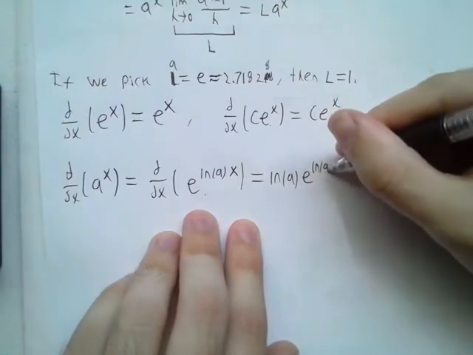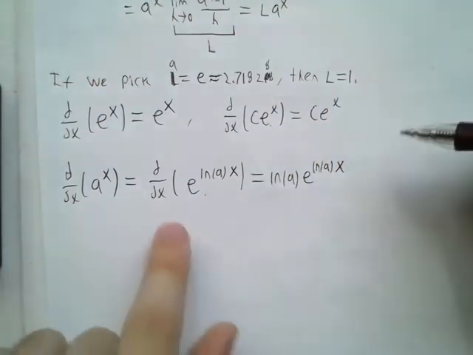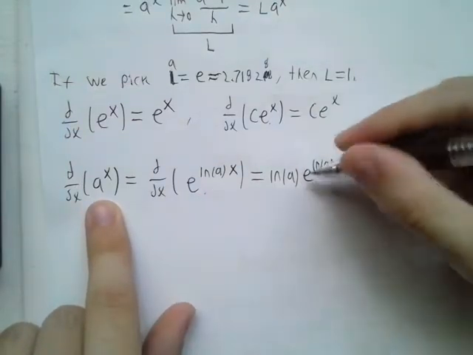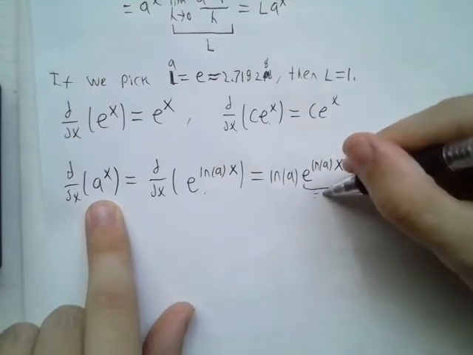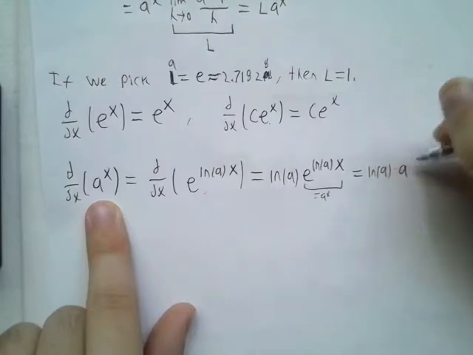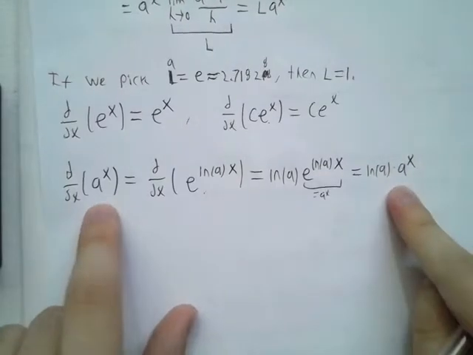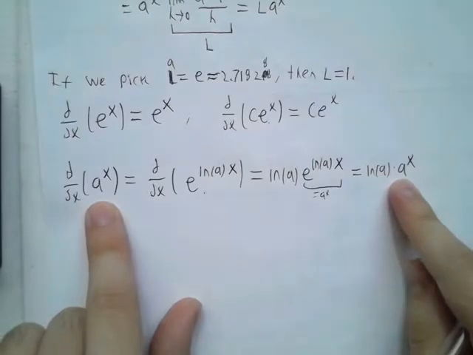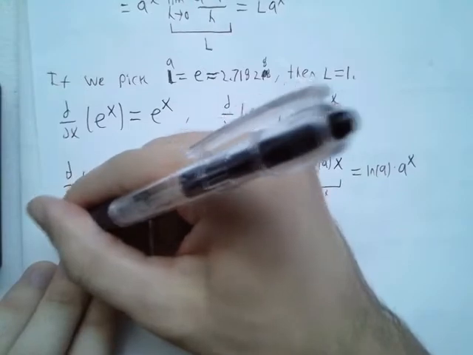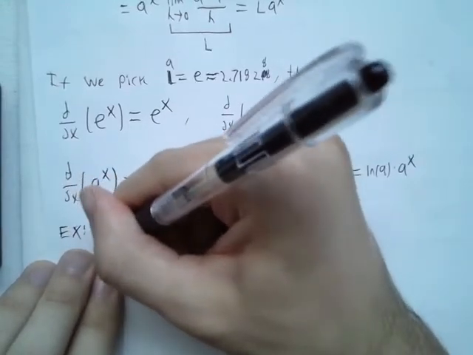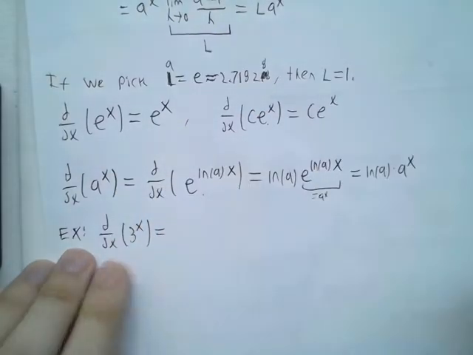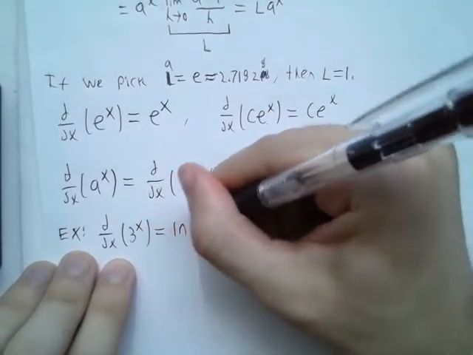But now remember, I said a to the x is equal to e to the log of a times x, so I can simplify this. This is just equal to a to the x, so it simplifies to log of a times a to the power x. So now we know how to take the derivative of any exponential function. So just as an example, the derivative of 3 to the power x would be equal to, in this case a is equal to 3, so it's log of 3 times 3 to the power x.